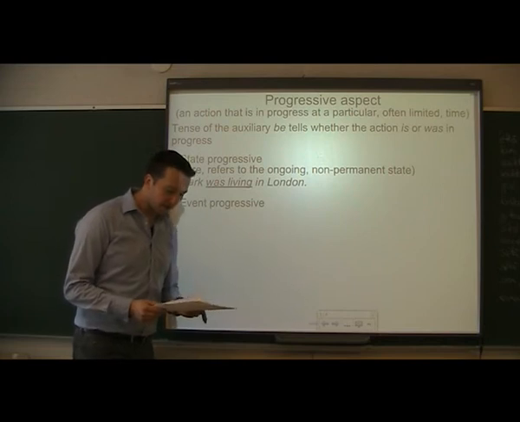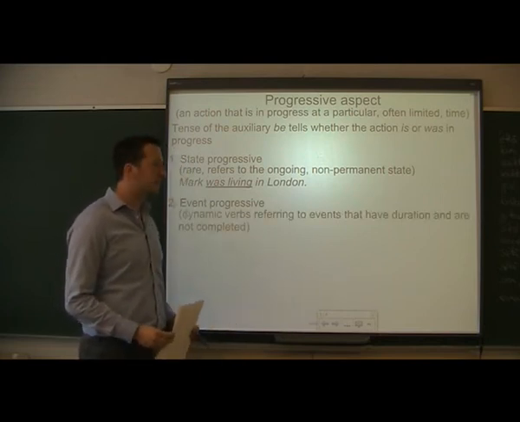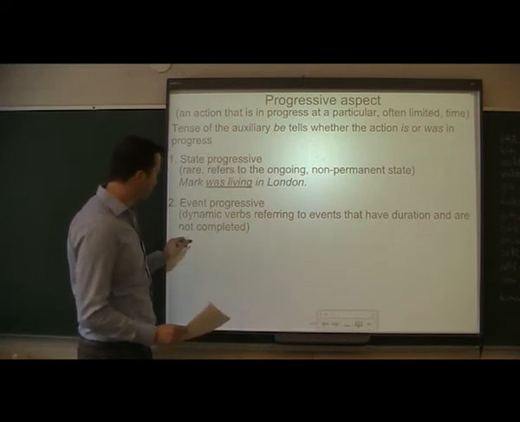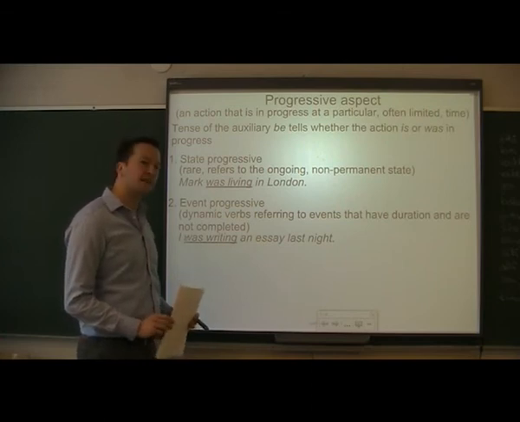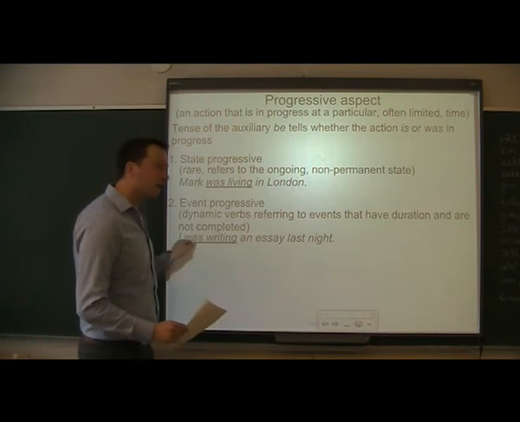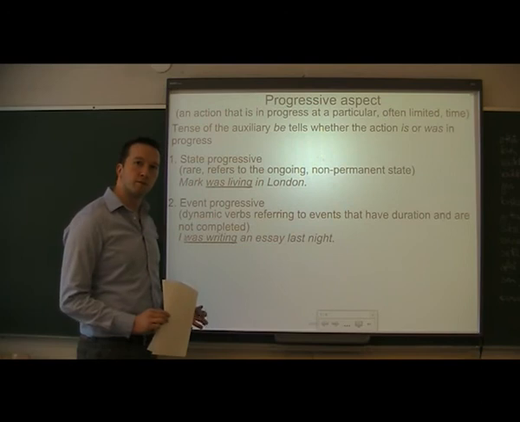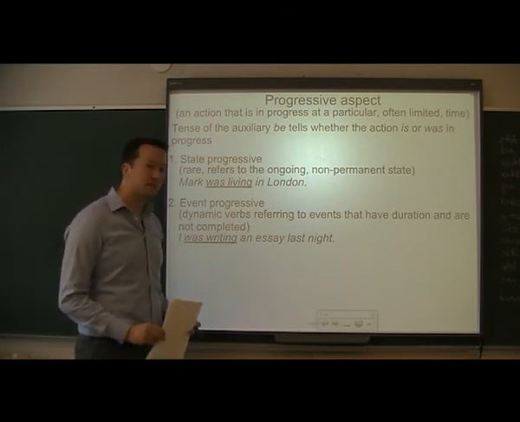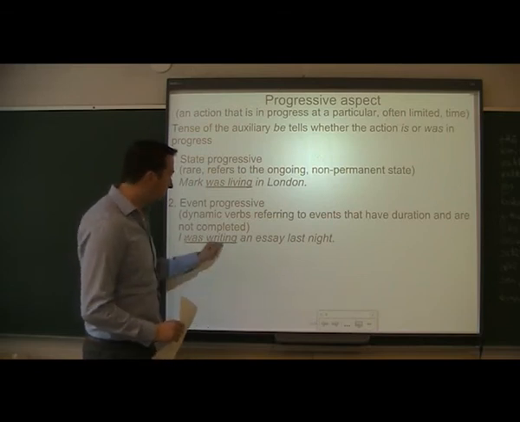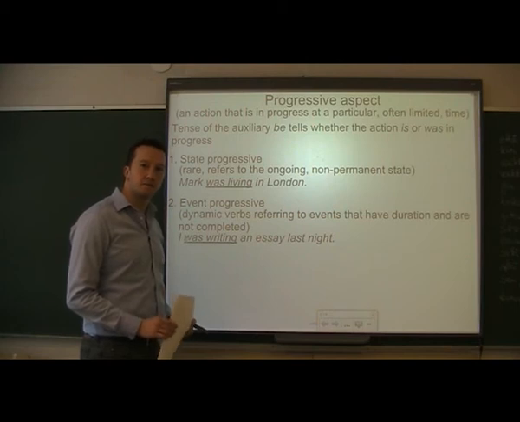Event progressive, used with dynamic verbs referring to events that have duration and are not completed. As in, I was writing an essay last night. If we leave the progressive out and have the simple past, I wrote an essay last night, it will mean that you finished writing it. Using the progressive means that it's not finished.